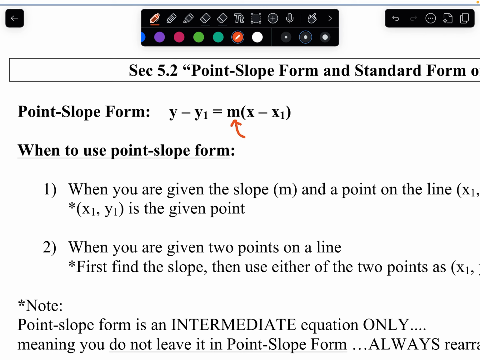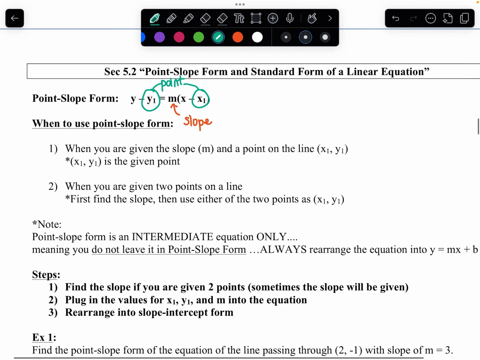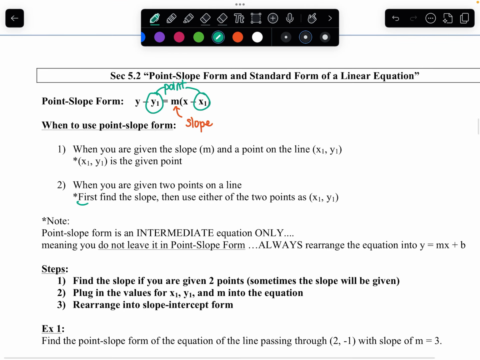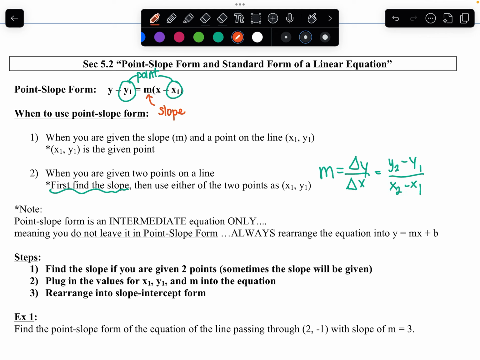We have our slope, which is right here, and our point. This creates our point. Now, if we're just given 2 points on a line, we first have to find the slope. And that's where we use our formula, which remember is the change in y over the change in x. So that's y2 minus y1 all over x2 minus x1. And that we only have to use when we do not have our slope.